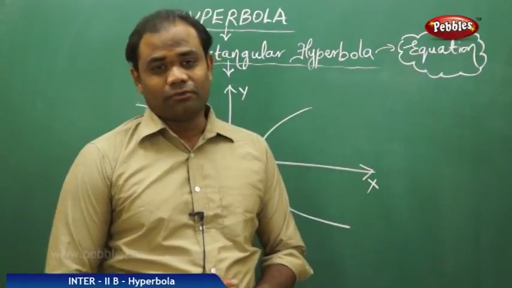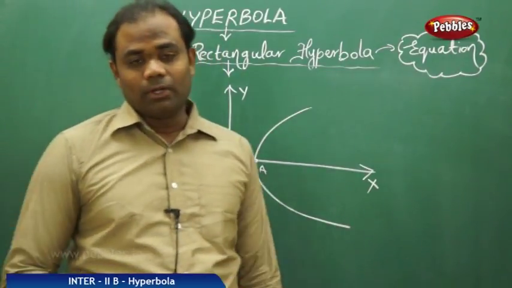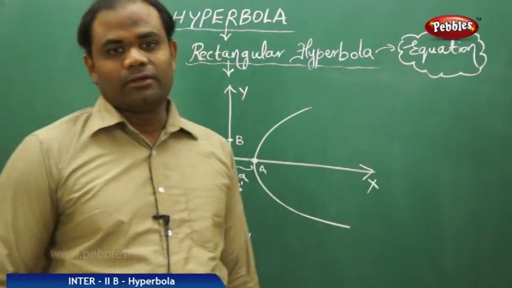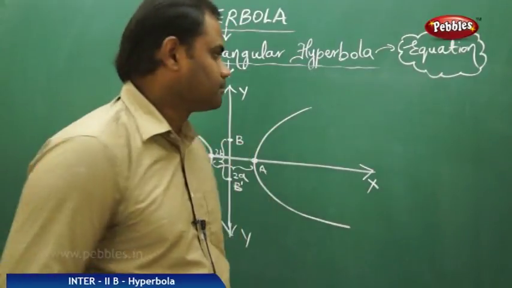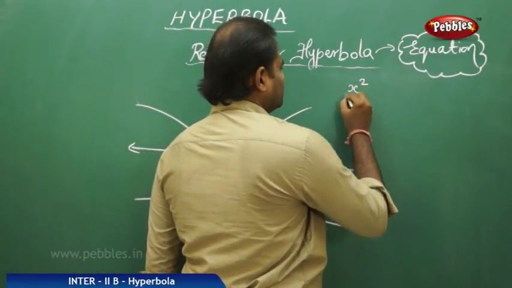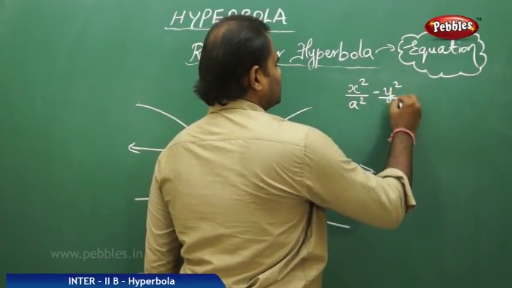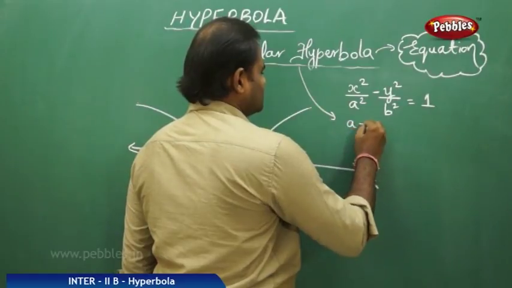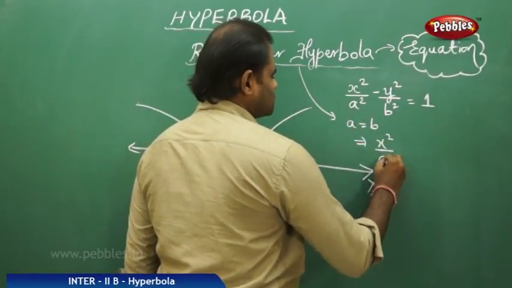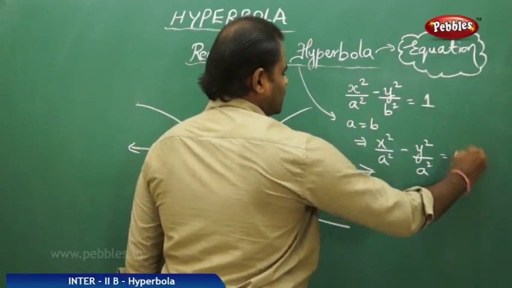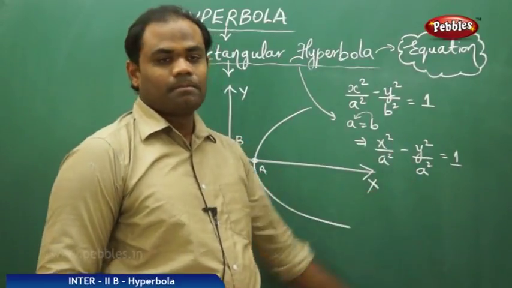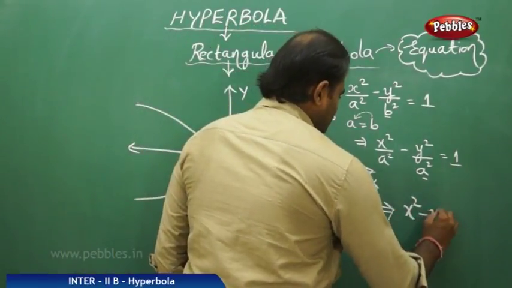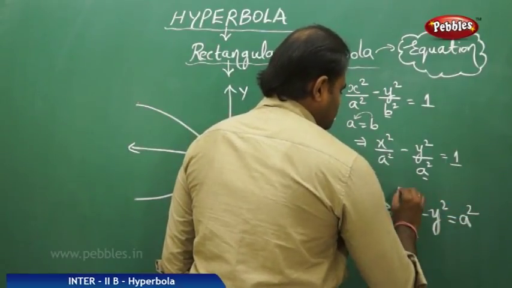Now let's derive the equation of a rectangular hyperbola. We know that a rectangular hyperbola is a special case of a hyperbola where A is equal to B. The standard form of the equation of a hyperbola is x squared by A squared minus y squared by B squared equal to 1. With A equal to B, B is replaced with A, so x squared by A squared minus y squared by A squared equals 1. Then I get x squared minus y squared equal to A squared.